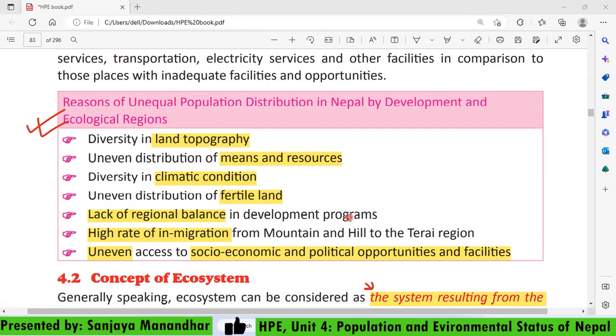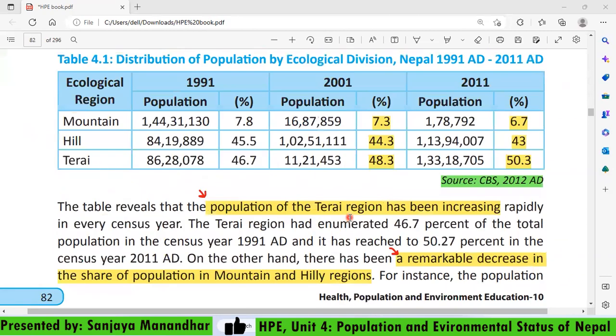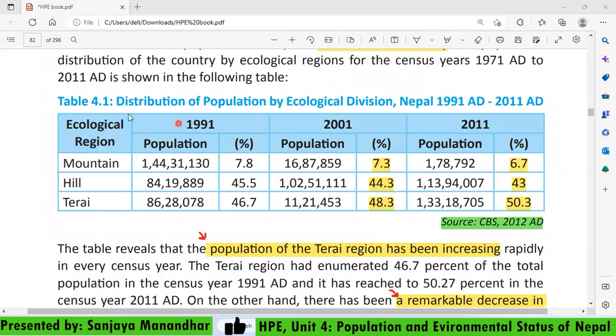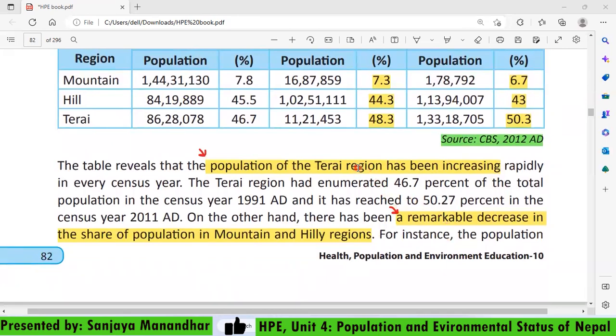Now, first learning achievement we have achieved. Now we can explain the trend of population distribution in Nepal by ecological region. Can you or not, once check it? You can give this table with 2001 percentage, population percentage, and this source. After that, you can analyze it horizontally and vertically in your own way. Whatever summary you have got, you can explain.